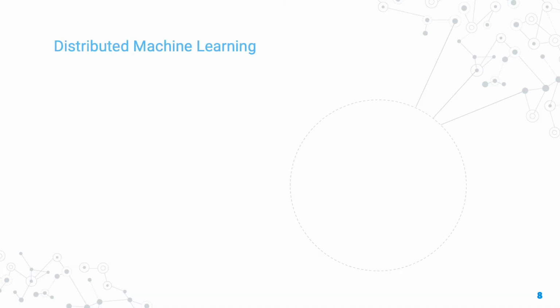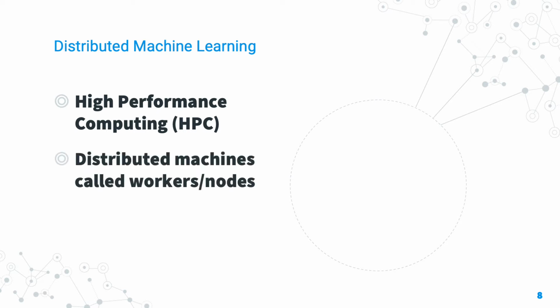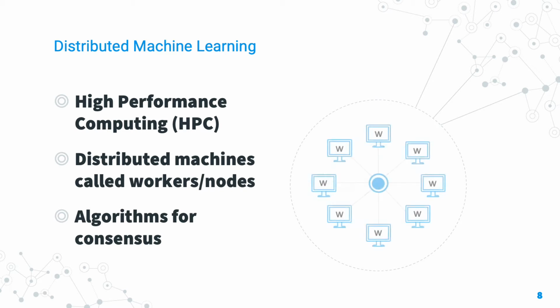The background, the question that we want to answer is, what is distributed machine learning? Distributed machine learning builds on trends and advances in high-performance computing. It distributes work on machines, often referred to as workers or nodes, and it uses algorithms for consensus. For example, an exemplary architecture might look something like this. We have multiple workers, often referred to as nodes, who work on a subset of the training data, and then they communicate and reach a consensus on the overall solution to the problem.